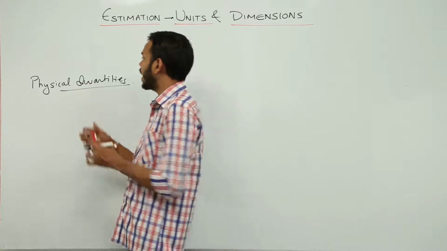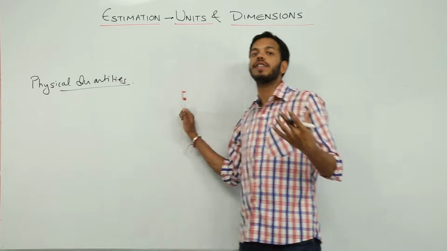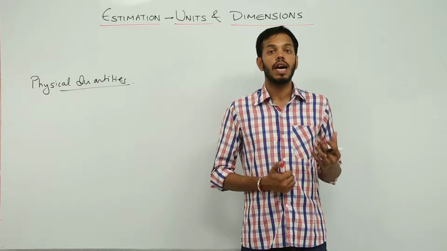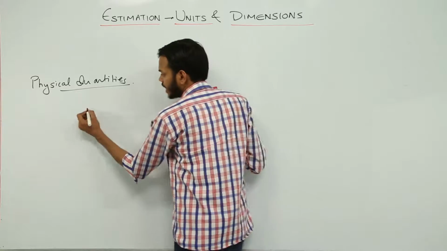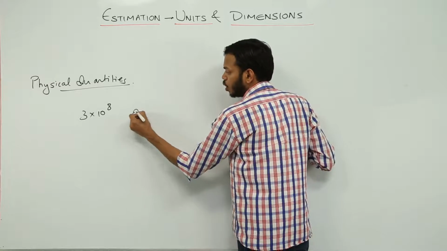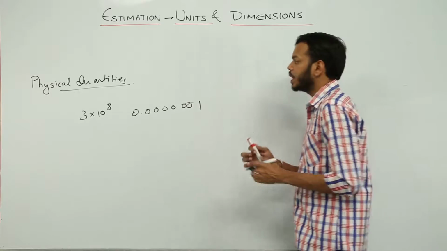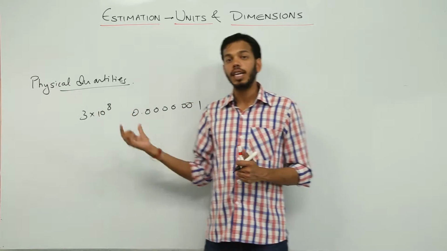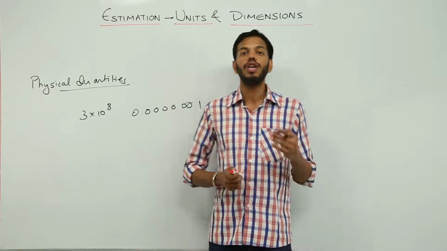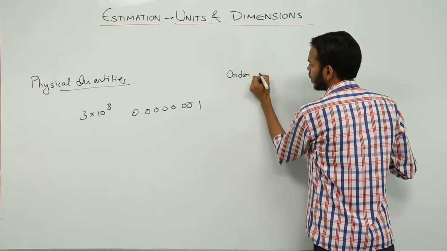Now when I have to write or measure a physical quantity, how do I do so? See, physical quantities in physics are sometimes of this type, 3 into 10 raised to power 8. Sometimes they are 0.00000001, let's say. So the physical quantities do have various orders of magnitude. Now what do we mean by this term, order of magnitude?